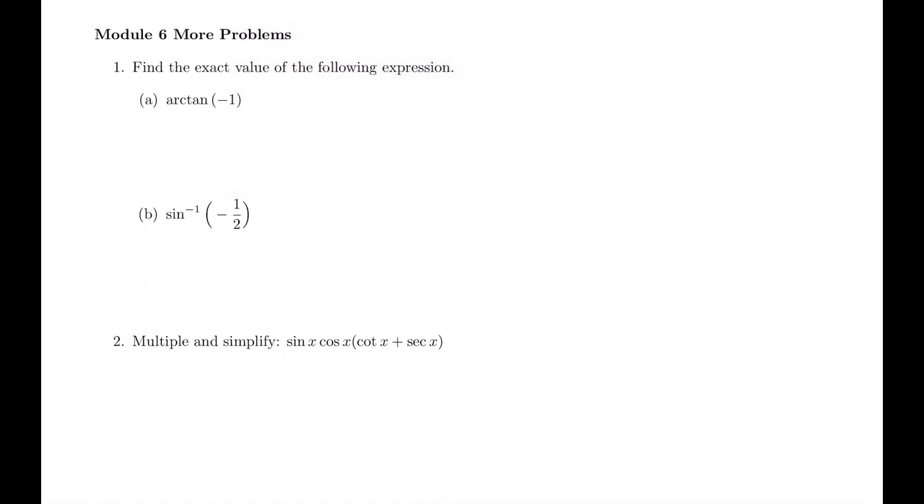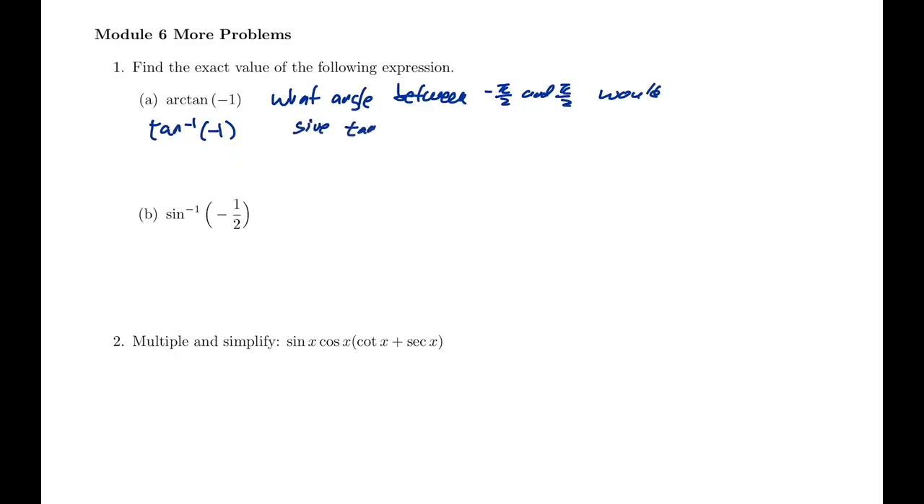It's arctangent. Remember, arctangent is the same thing as tangent inverse, so these two have the same meaning. This is asking what angle between negative pi over 2 and positive pi over 2 would give a tangent of negative 1. And there's only one angle. For inverse trig functions, this should give us only one angle, because arctangent is a function, so one input should only give us one output.